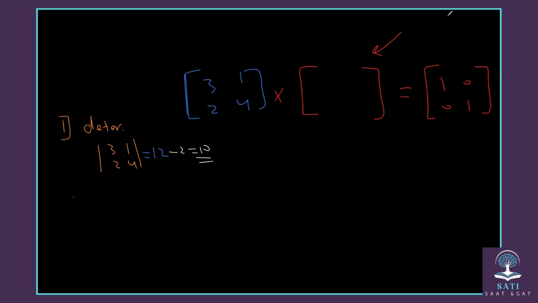My goal is to find the multiplicative inverse that is here. I put it here. First step, find the determinant. Okay, I found the determinant. What is the second step? Second step: this determinant, it has to be its inverse.